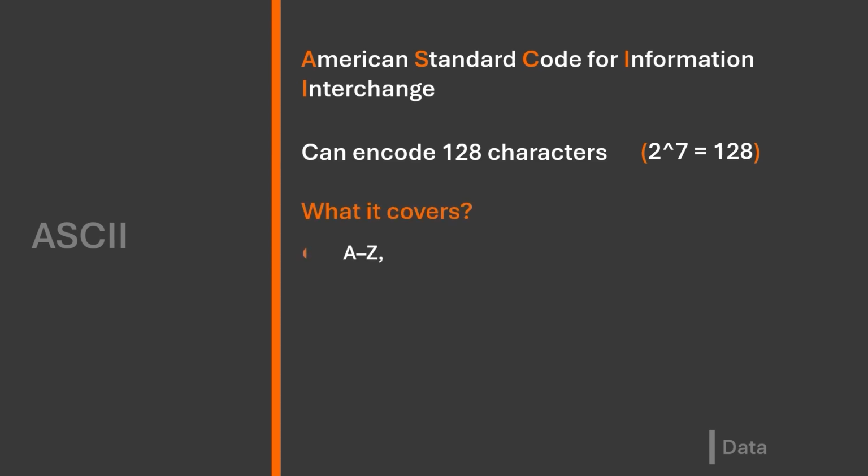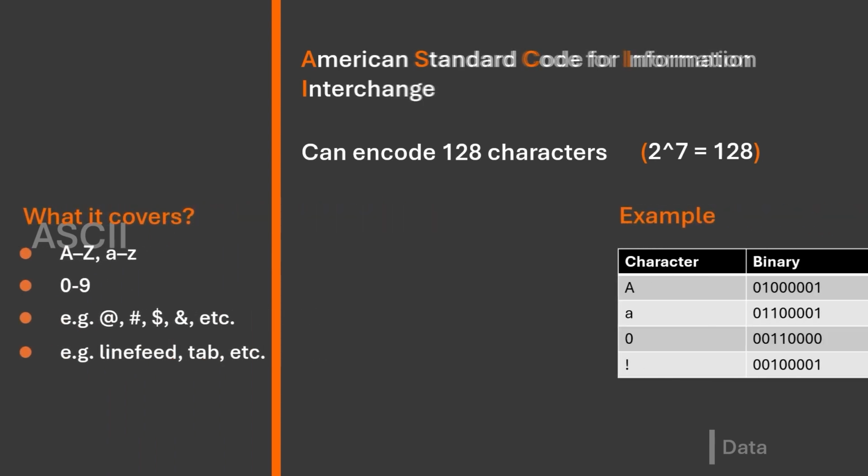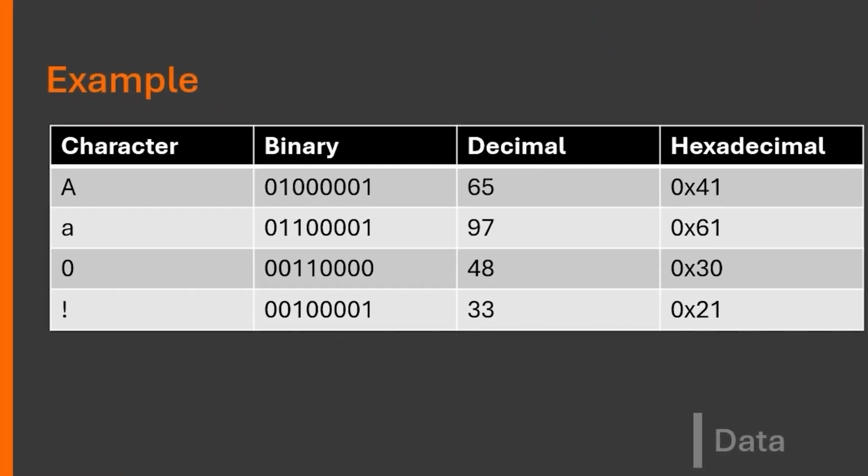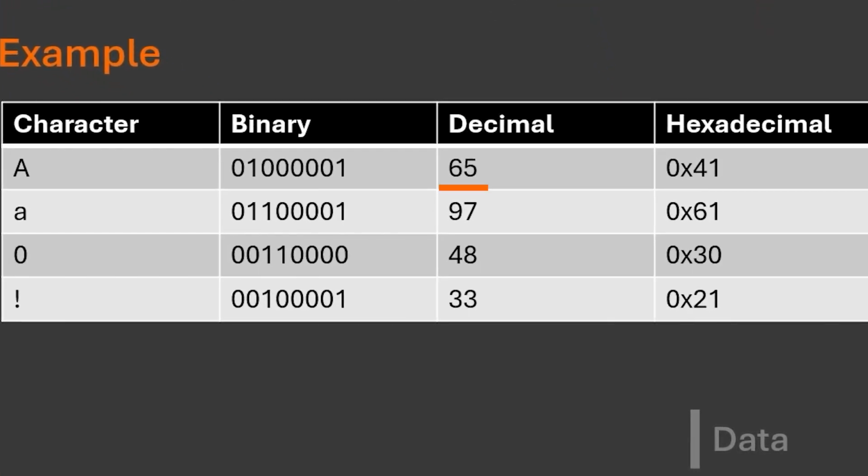It covers uppercase and lowercase letters in the English language, numbers, common symbols, and control characters like new line and tab, which is similar to pressing enter and tab keys on the keyboard. For example, in the ASCII character encoding standard, the uppercase letter A is assigned the decimal value 65. This means that when a computer stores or transmits the letter using ASCII, it uses the number 65 to represent it. This decimal value can then be represented in other number systems.